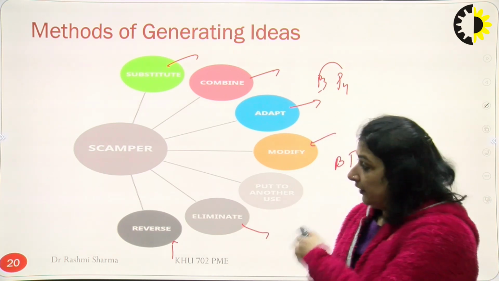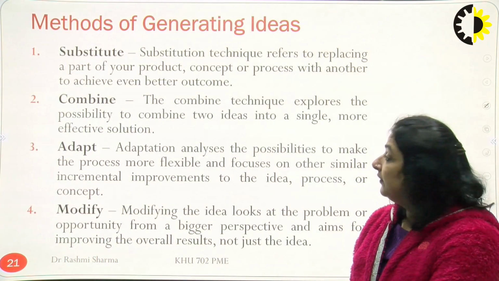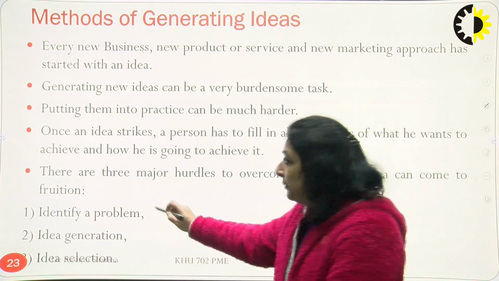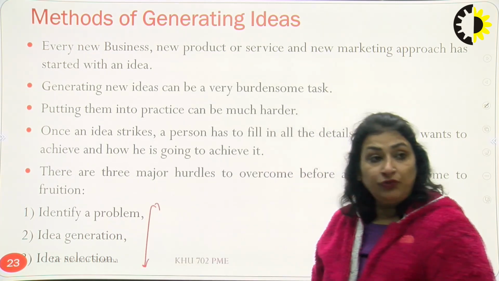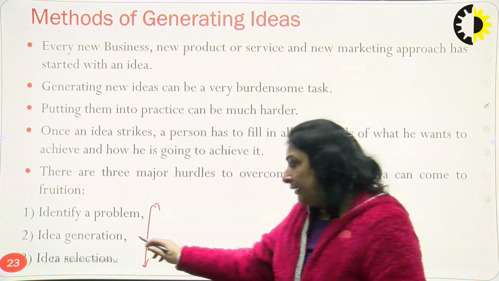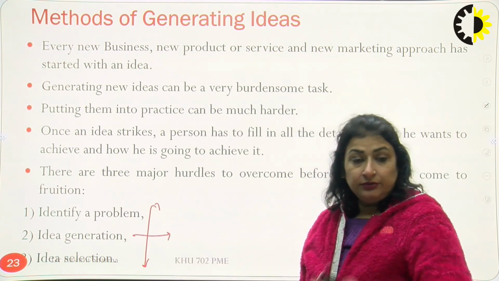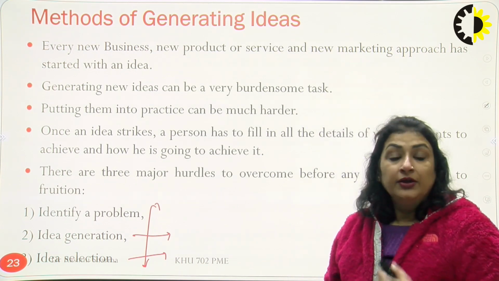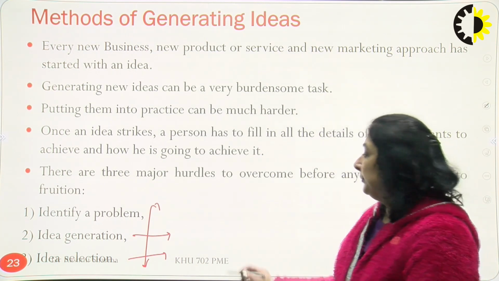So all these alphabets have some specific meaning. I have discussed this in these particular sites. So for the methods of idea generation, the main three things which we require: we have to identify the problem, then we go for idea generation, and after idea generation, we go for the idea selection method. So how do we select that particular method?